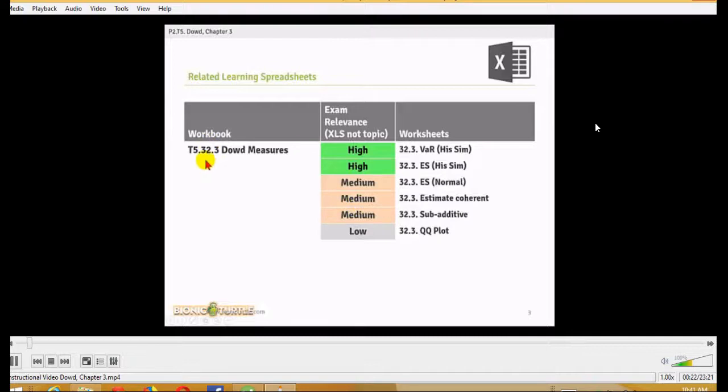The associated workbook is T5.32.3, Dowd Measures 32, because this is reading 32 in the Part 2 FRM. And then within that workbook, several worksheets. The first two I have tagged as highly relevant, and that's under a historical simulation approach, both value at risk and expected shortfall. And then medium relevance, I have expected shortfall illustrated for the normal distribution. So that would be a parametric as opposed to historical simulation approach. And then some other worksheets, either medium or low relevance.